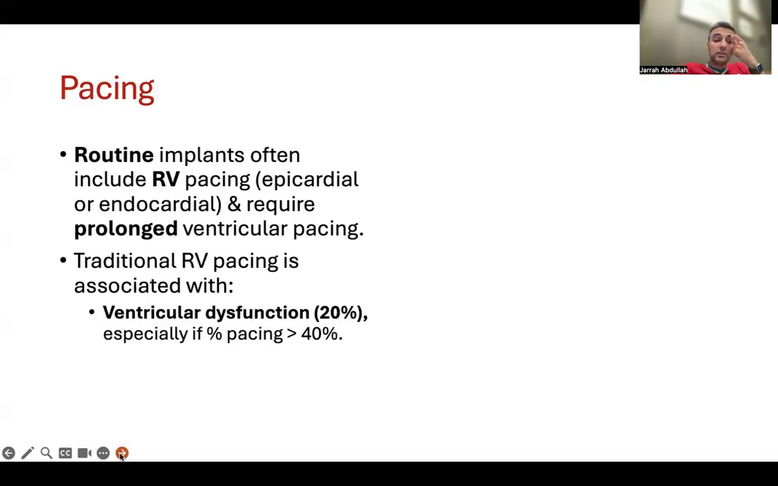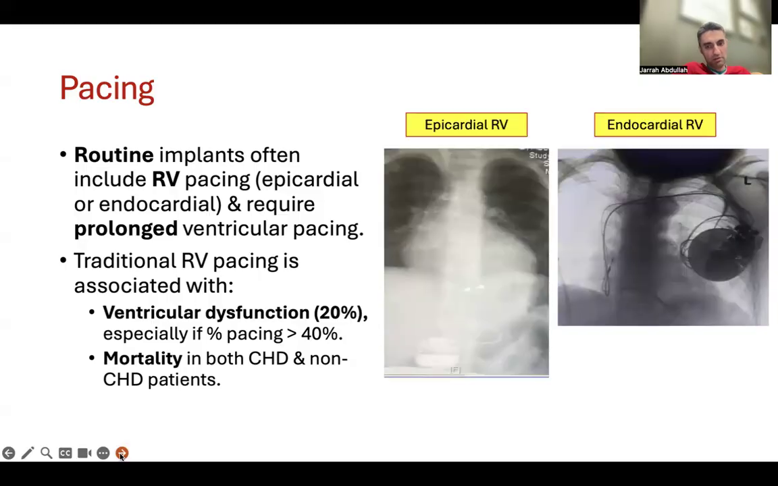And traditionally, with RV pacing, roughly 20% of patients will develop ventricular dysfunction or pacemaker-induced cardiomyopathy, especially if the percent of ventricular pacing is above 40%, which is many of our patients. And our numbers locally are around the same. And of course, RV pacing specifically has been associated with mortality in both non-congenital heart disease patients and congenital heart disease patients. So, there are definitely disadvantages.